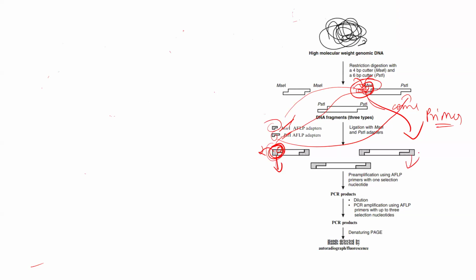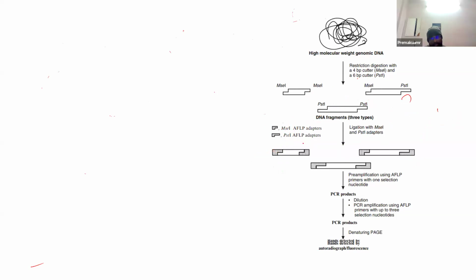Amplification will go on both sides, sir. What if this MseI-MseI fragment gets adapted by two MseI AFLP adapters? Then won't it be amplified? Can you repeat your question? If both ends of this MseI fragment are bound by the MseI AFLP adapter, that is not going to amplify actually. Only this one is going to amplify.